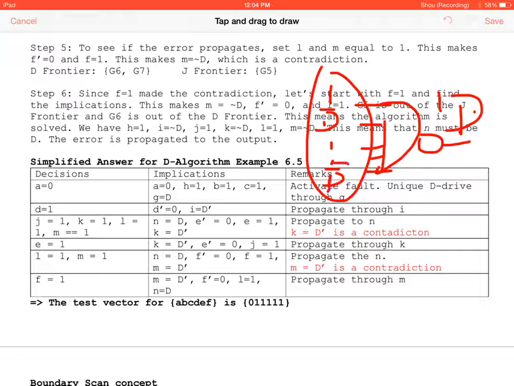Now, what would happen if I had D bar and D? So I had 1, D bar and D on the inputs of my NAND gate. So here I have it should be 0 and it is 1. Here it should be 1 and it is 0. What's going to be the result on the output? 0. Correct. But it should be what? D bar. No. Stick with it. You were right.